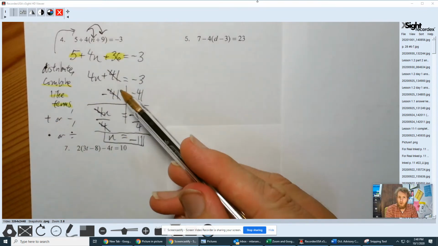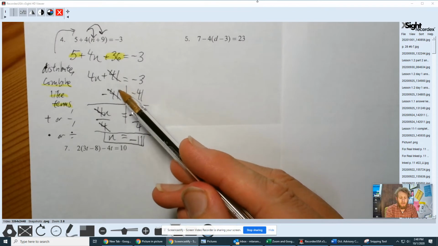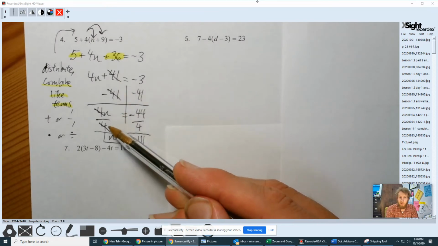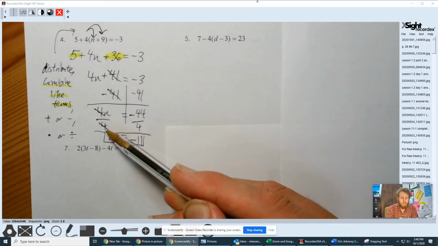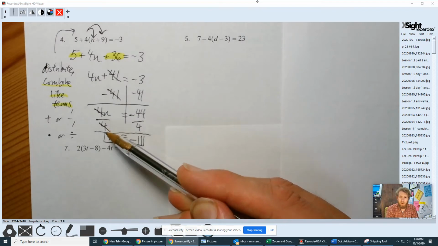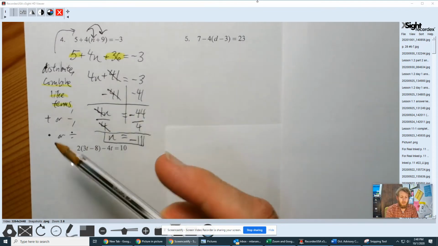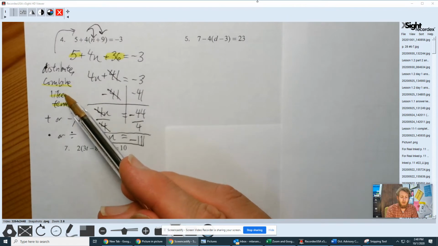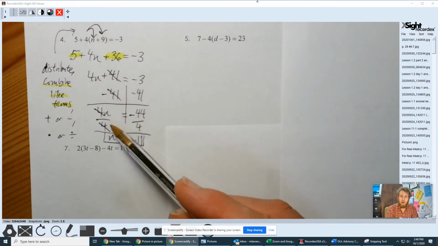Then you see if you can add or subtract one of the terms, and then you see if you can multiply or divide the last term. So we have this very definite process: distribute, combine like terms, add or subtract, multiply or divide.